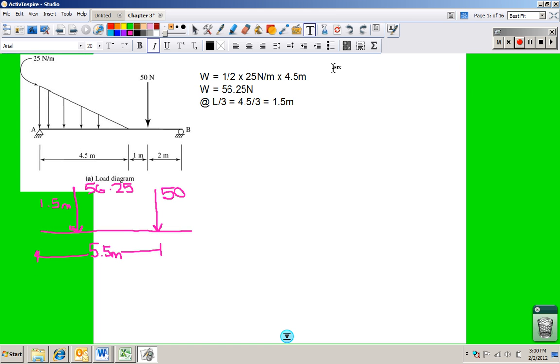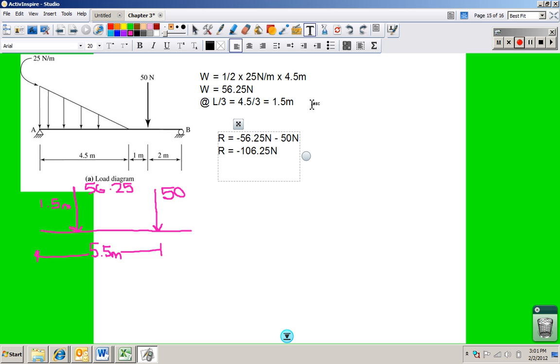In case you don't remember, we're going to use the formula R equals, and just add them up. It'll be negative 56.25 newtons plus a negative, so that's the same as minus 50 newtons. So R is going to be equal to negative 106.25 newtons. Now where's that going to be located? That's where we do X bar.